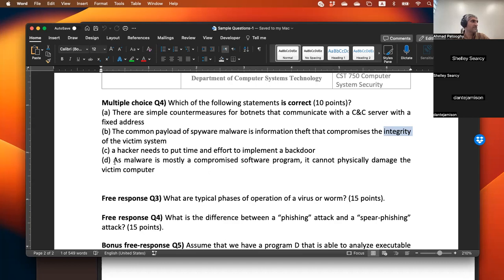And item D says, as malware is mostly comprised of software programs, it cannot physically damage. There is no physical damage. Okay, that's the myth, or the wrong belief, that malware, viruses, and worms cannot physically damage your system. That's not correct. I gave you examples in the course. So items B, C, D are incorrect. The only correct item is item A. So the answer to this question is item A.